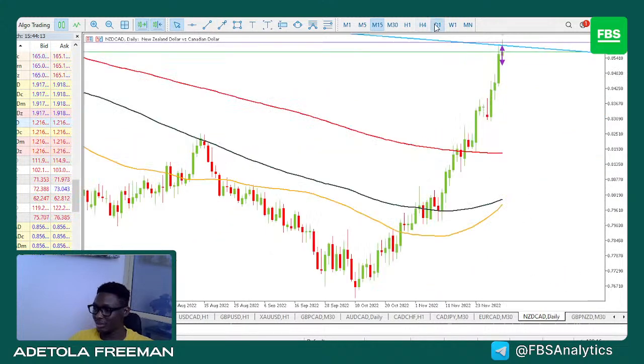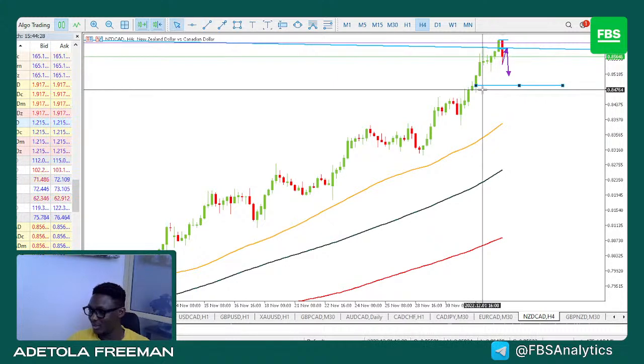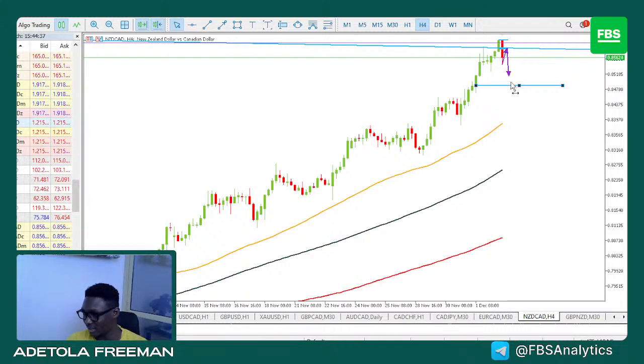If you come to the daily time frame, or let's do 4 hours so that we have some more realistic targets. So for NZDCAD, my main target, my final target, will be somewhere around here, which is 0.84853. 0.84853 will be my final target on NZDCAD.